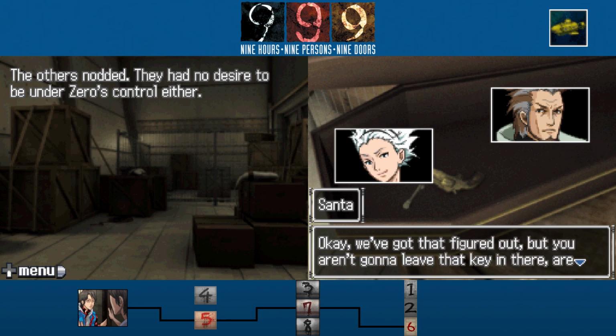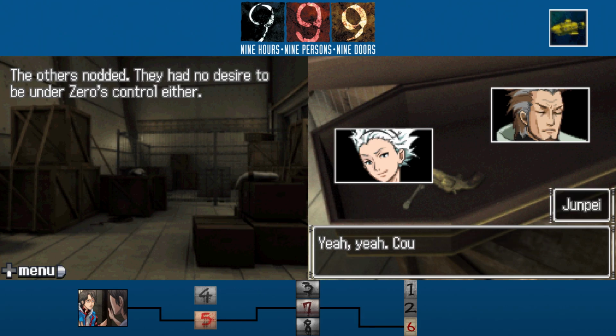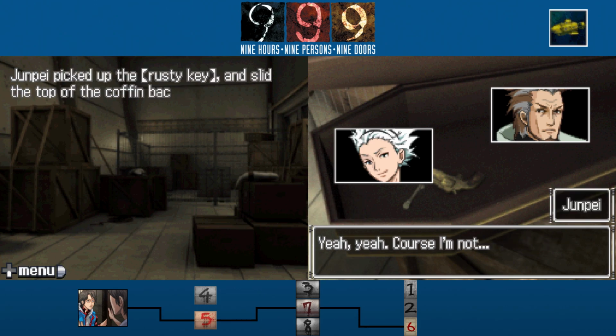Okay, we've got that figured out, but you aren't gonna leave the key in there, are you? No, of course not. Yeah, of course I'm not. Junpei picked up the rusty key and slid the top of the coffin back into place, the gun back where they had found it.